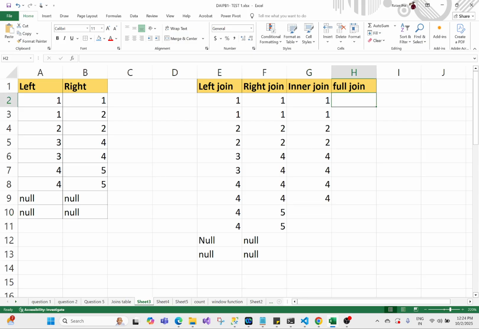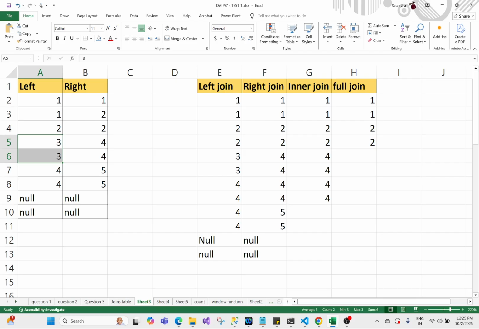What about full join? Full join gives all the common records of both the tables, all records of the right table, and all records of the left table. Common records of both the tables plus left table records plus right table records. So what is the output for this? This one will connect with right table 1. Okay, 1 and 1. What about 2? This 2 will connect with these two values. So 2 and 2.